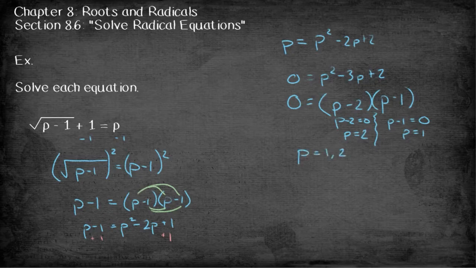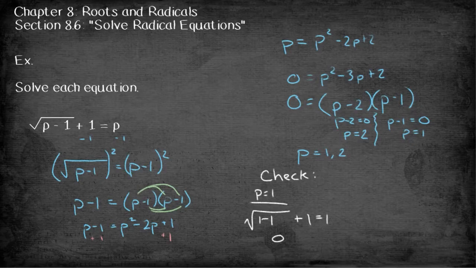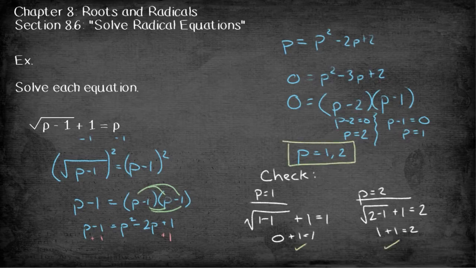or 2. Now, checking your answers in a radical equation is actually particularly important because whenever you square both sides of an equation, you run the risk of introducing extraneous solutions. So let's check. p equals 1. 0 plus 1 equals 1. All right, that's fine. What about p equals 2? Okay, so it checks out. And our solutions really are 1 and 2.